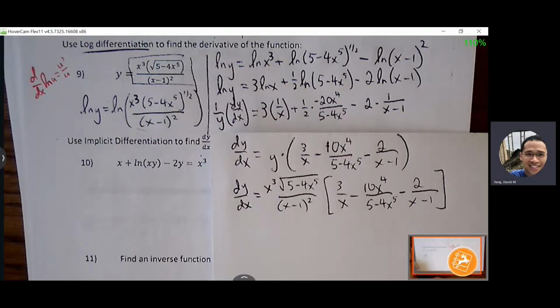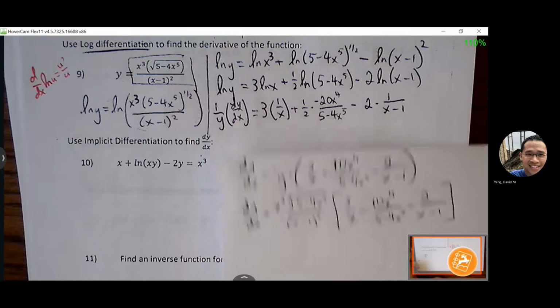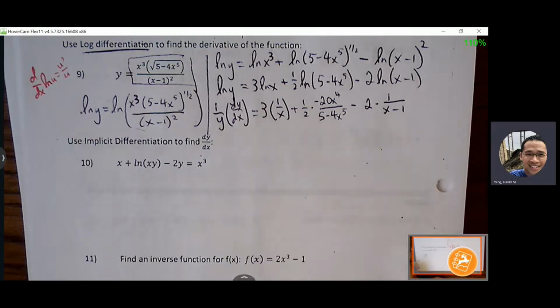Okay, look at number 10. Number 10, it says use implicit differentiation. We see y is kind of mixed into the equation, so we know we have to involve implicit. Is there anything that we can do before we jump into our derivative step?